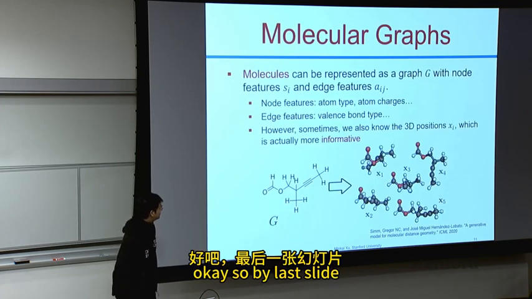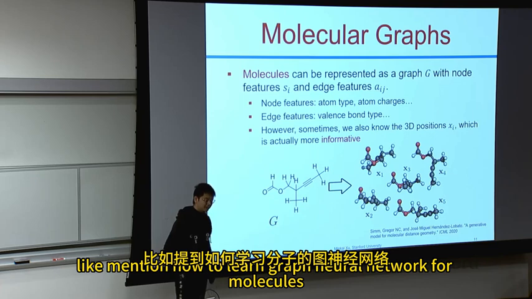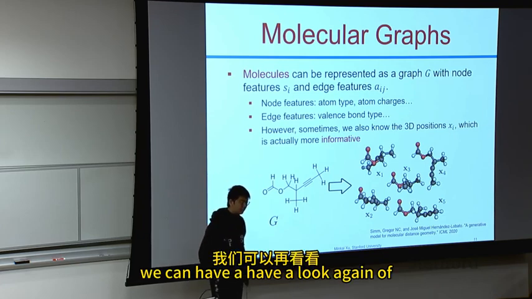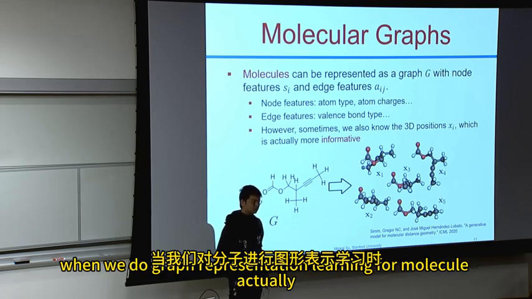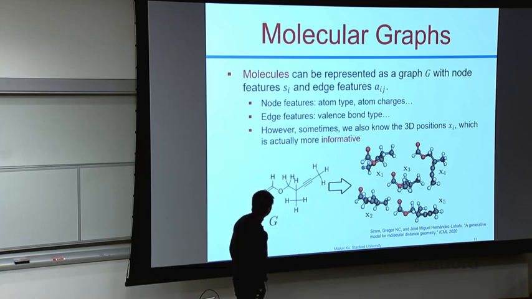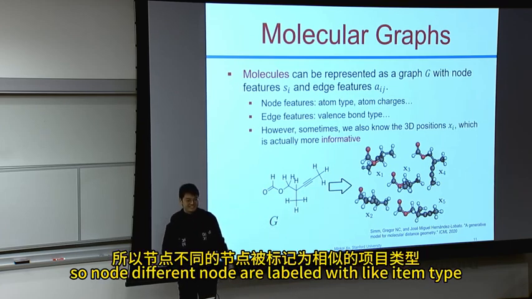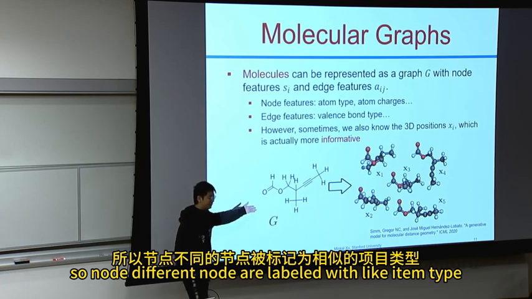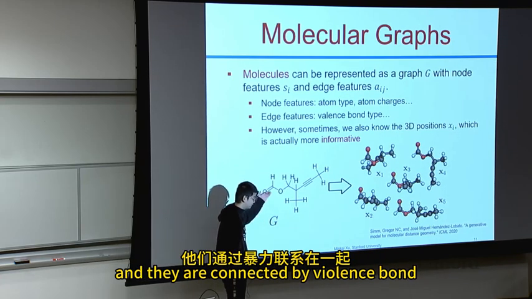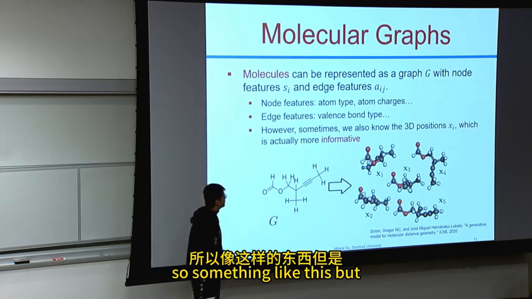Okay, so in the last slide, I just mentioned how to learn graph neural network for molecules. Now maybe we can have a look again at what we actually have as the input when we do graph representation learning for molecules. So this figure is pretty typical, right? Different nodes are labeled with atom type, and they are connected by valence bonds, and the edge can also be labeled with some chemical type, so something like this.